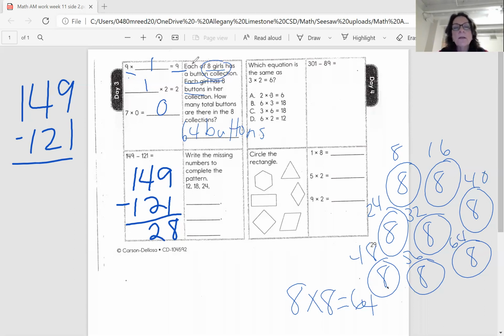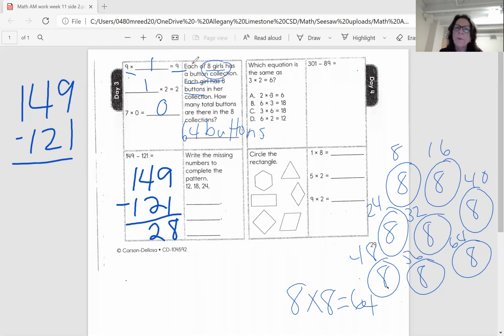All right, our last question is a pattern question. It says, write the missing numbers to complete the pattern. We have 12, 18, 24. So the first thing I'm going to notice is that my numbers are going up. All right. So if they're getting bigger, I'm probably adding to them. Sometimes I'm multiplying, but I'm not going to multiply 12 times something to get 18. I'm going to add. So what could I add to 12 to get 18?